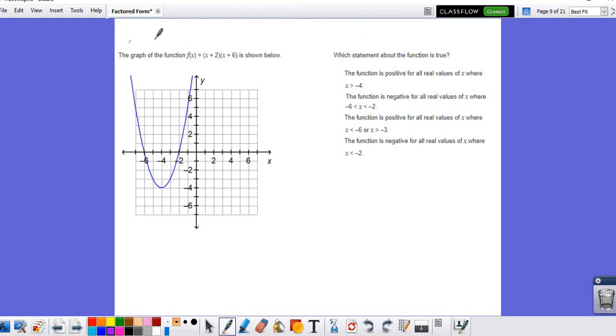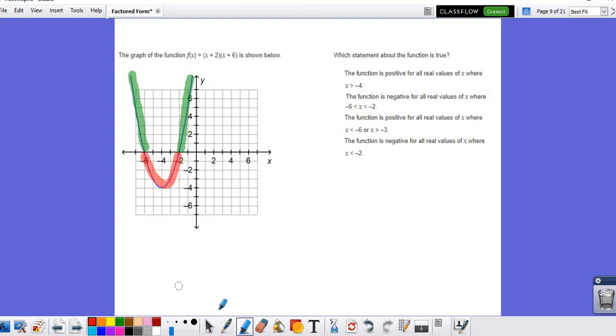This one says the graph of the function f of x equals x plus 2 times x plus 6 is shown below. Which statement about the function is true? This one's a little bit confusing because we never really talked about a function being positive or negative, but your function is positive, so I'll do some green for positive. So it's positive here and positive here because it's on the positive y. And your function is negative from here to here. From negative 6 to negative 2, your function is negative.